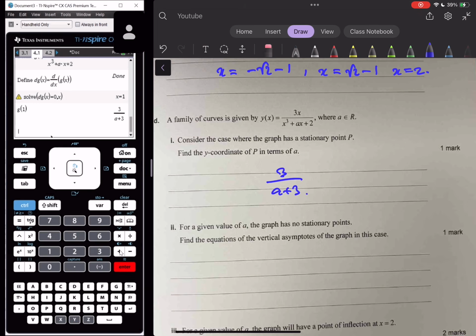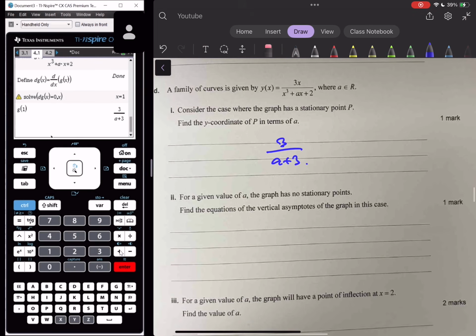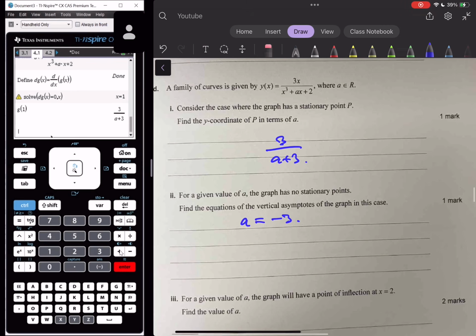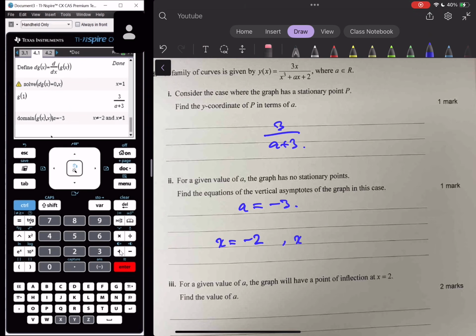Maybe if you really want to, you can write down some working out, but this is just 1 mark. For a given value of a, the graph has no stationary points. So that's when a is equal to -3. Find the equations of the vertical asymptotes. So we'll just do the domain of g(x), and when a is -3, we get x equals -2 and x equals 1.